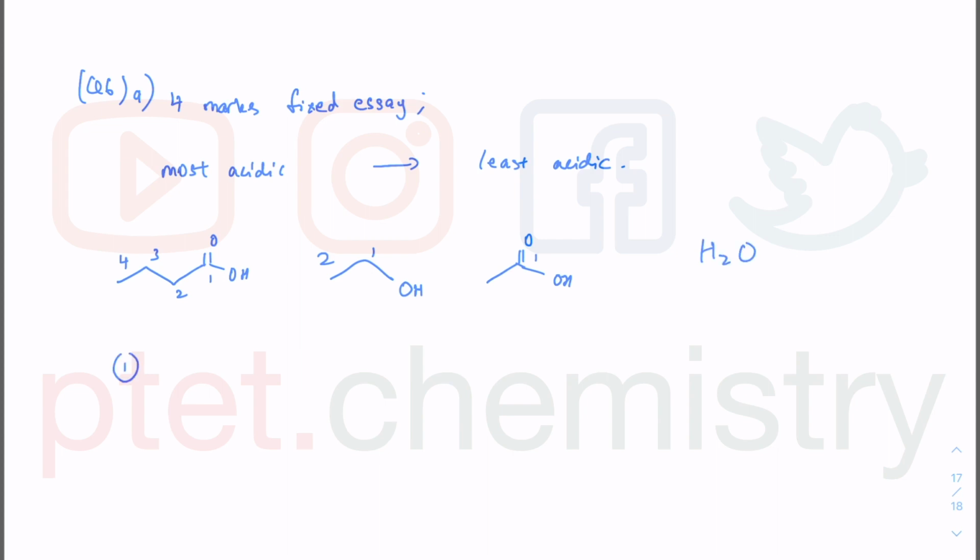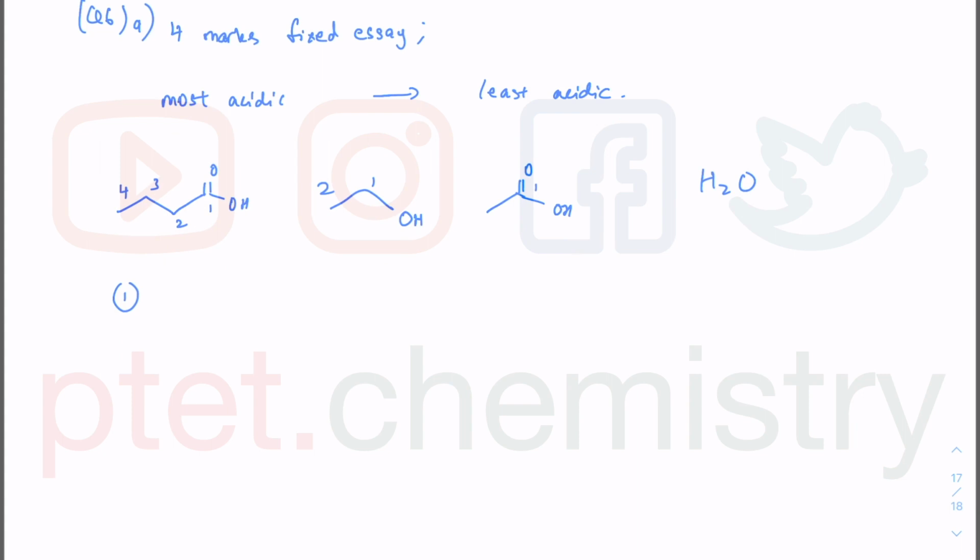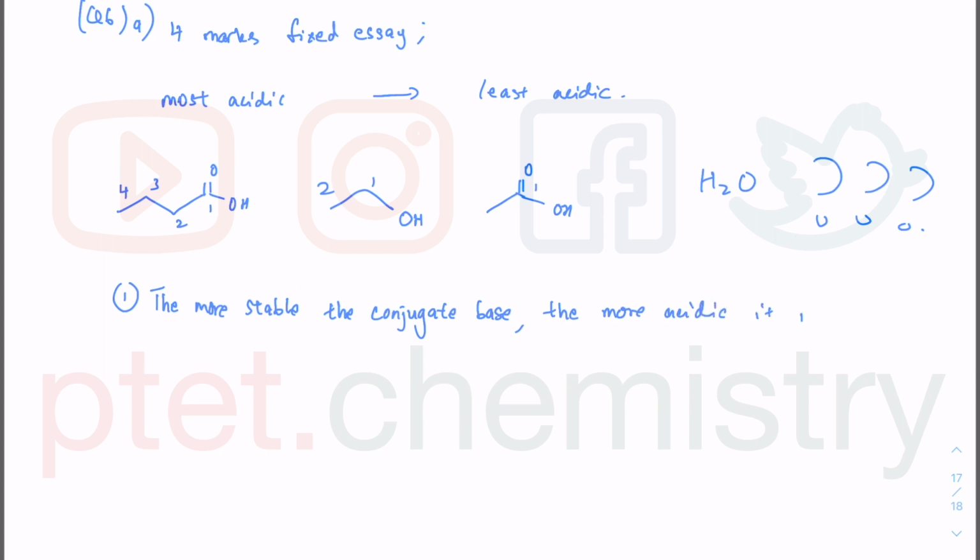Okay, the first thing I can say in my essay is I don't want to write down the answer first. So these are the given ones. I'm not saying that these are from most acidic to least acidic, so I leave a question mark there. The first thing in my essay is I would say the more stable the conjugate base, the more acidic is the substance. Conjugate base is the species you get after the acid donates the proton.